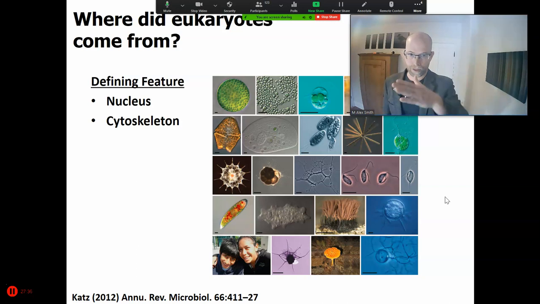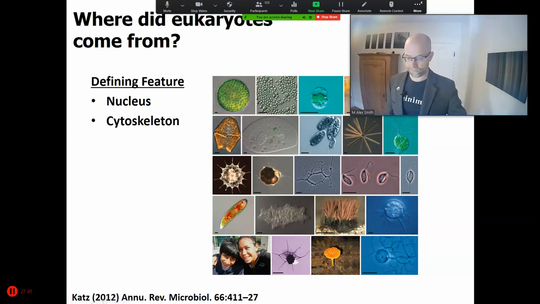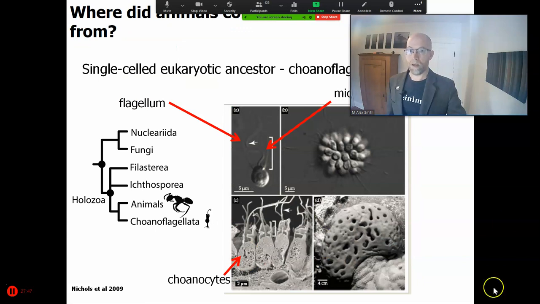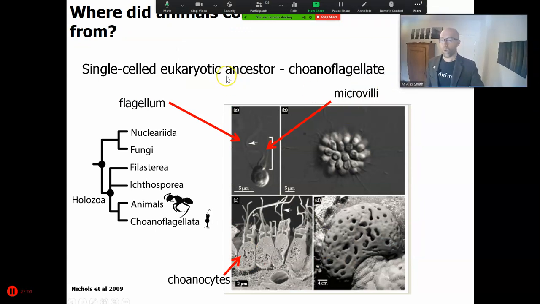So where did they come from? That's the ongoing evolutionary puzzle and problem. The defining features essentially we're talking about are the nucleus and the cytoskeleton. So let me back off that. Where did multicellular metazoan animals come from?